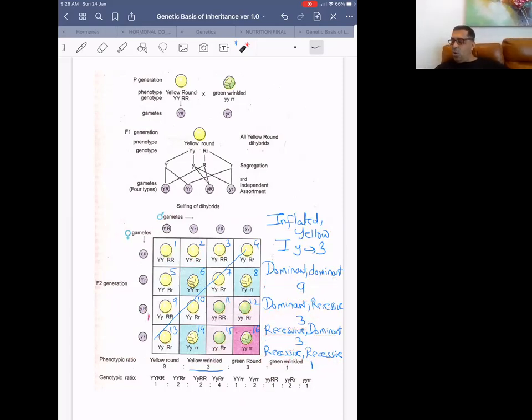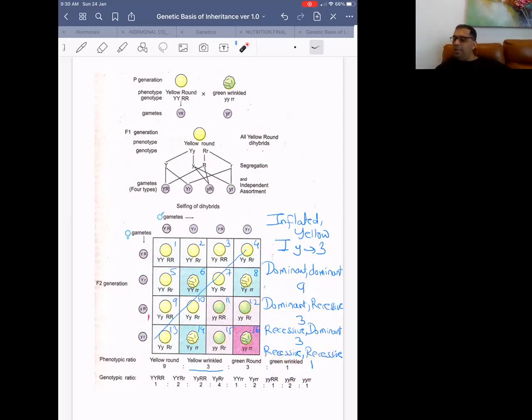So what we did earlier: yellow round 9, yellow wrinkled 3, green round 3, green wrinkled 1. Yellow and round both are dominant, so how many dominant will we get? 9. Then yellow and wrinkled 3, so dominant recessive 3. Green is recessive, round is dominant, so you got 3 recessive dominant. And 1 you got green and wrinkled, both recessive. So recessive, you got 1 character.